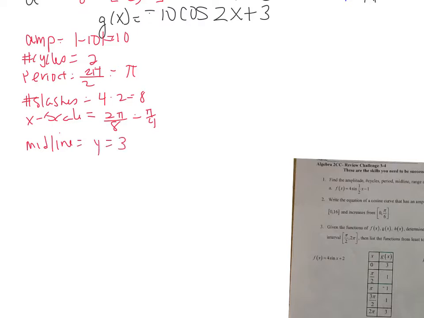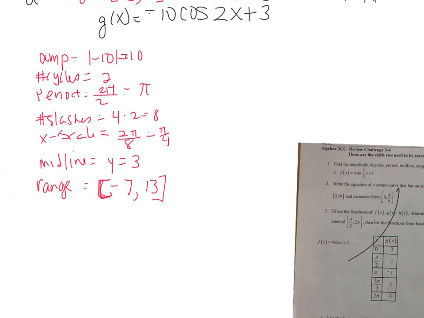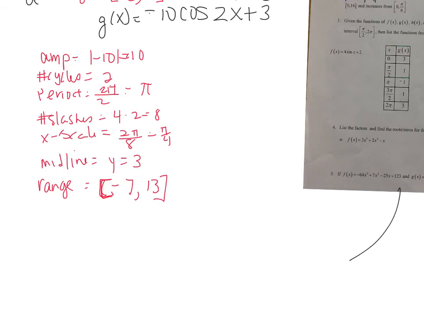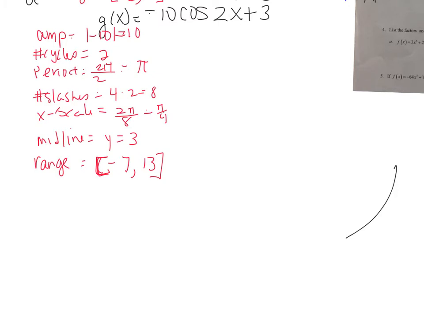y equals 3, and your range. Okay, from 3, we're going up 10 and down 10. So down 10 would put us at -7, and up 10 would put us at 13 from 3. All right, so now let's graph this. Okay, so let me draw my axes.